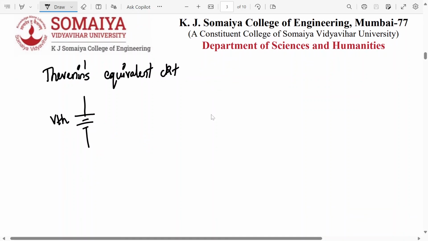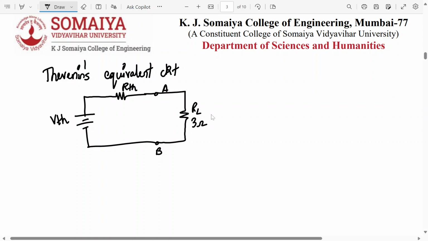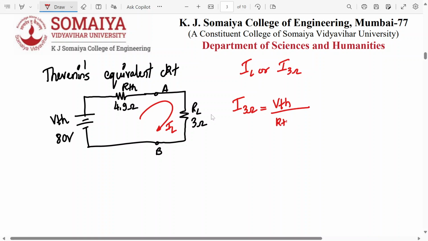Thevenin's. So for Thevenin's equivalent circuit, you draw VTH, then you write down RTH, then this is point A and B, and you connect back your RL. How much was RL? RL was 3 ohms, right? RTH, how much did we get? 4.9 ohm, and this is 80. So now we have to find current IL, or in this case the current through the 3 ohm resistance. Very simple, Ohm's law. VTH upon RTH plus RL.